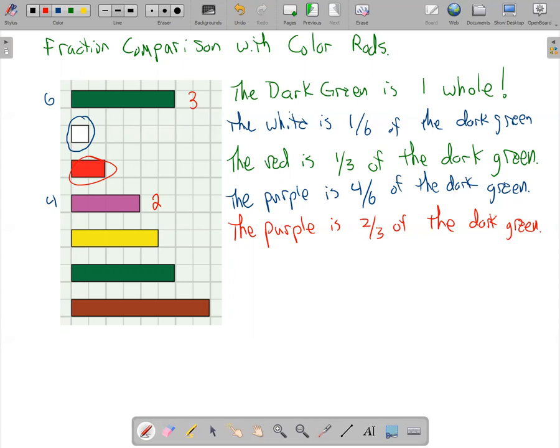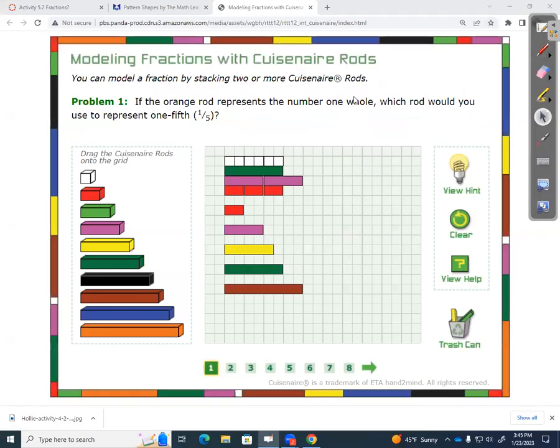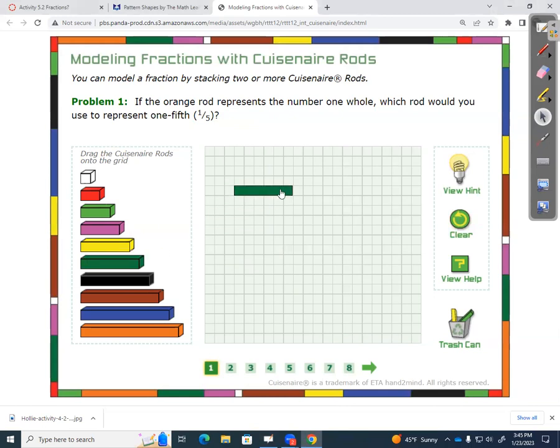One more. Let's take a look at the brown comparison. Clear the whole screen. All right, so the dark green is going to be my whole, and I want to compare the brown to it. Now, all the other comparisons, the other shapes I picked out were smaller. This time the brown is bigger. And they don't match up perfectly, because if I take more than one green, I can see the brown is not quite a match for that there.